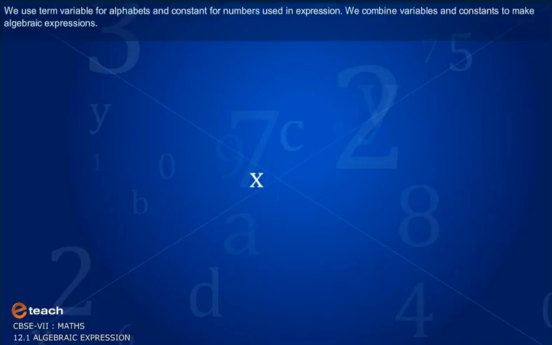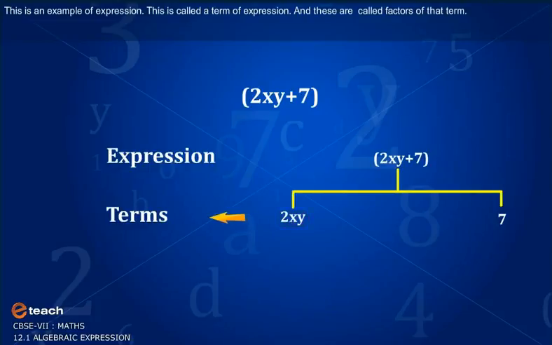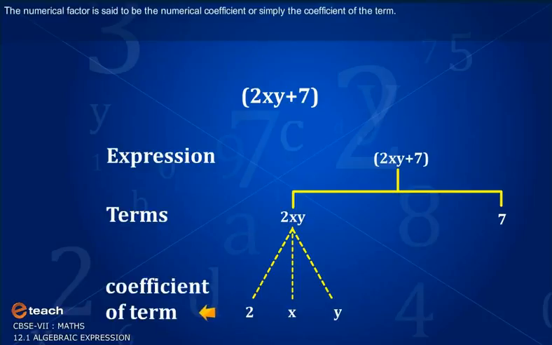We use the term variable for alphabets and constant for numbers used in an expression. We combine variables and constants to make algebraic expressions. This is an example of an expression. This is called a term of the expression. And these are called factors of that term. The numerical factor is said to be the numerical coefficient, or simply the coefficient, of the term.